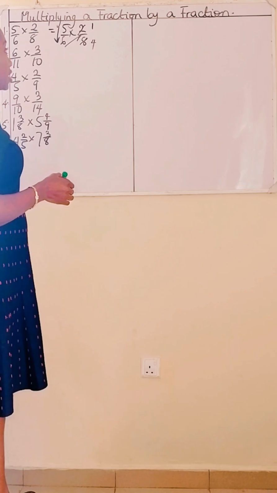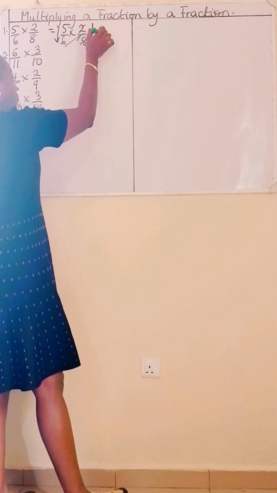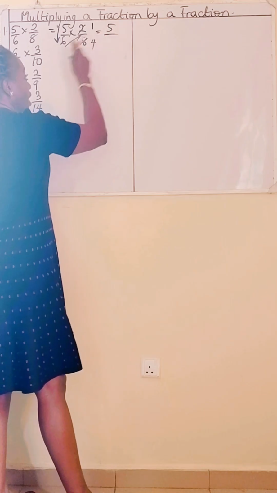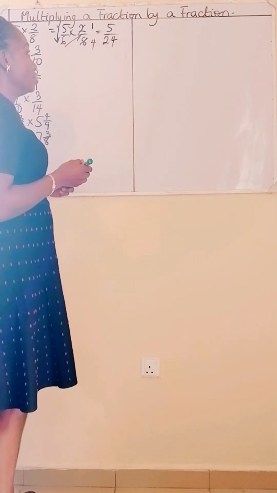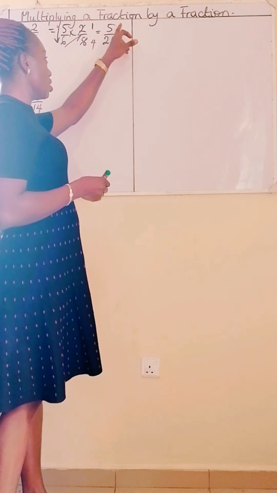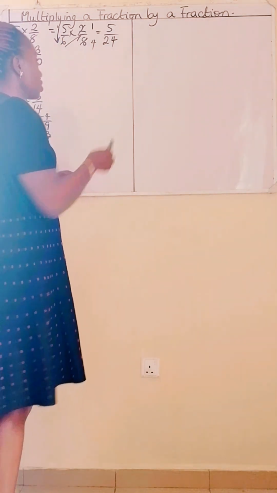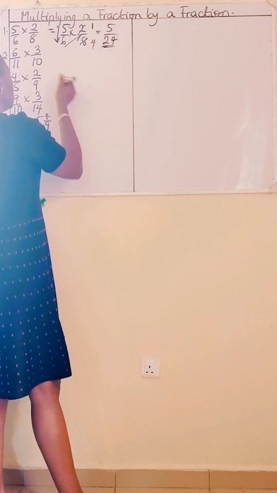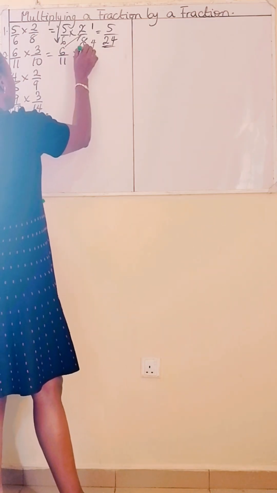Right? Can we divide the fraction further? I don't think so. Then we are left with 5 times 1 is 5, and 6 times 4 is 24. And we can't divide further because 5 is an odd number and 24 is an even number. So we're going to stop here with this division. Then question 2, we have 6/11 times 3/10.